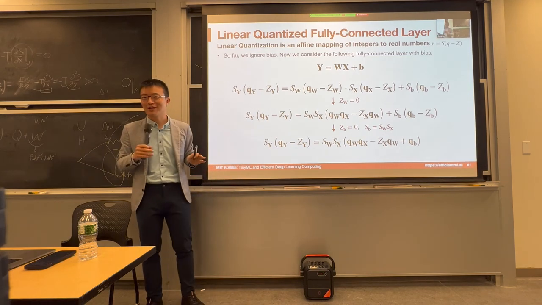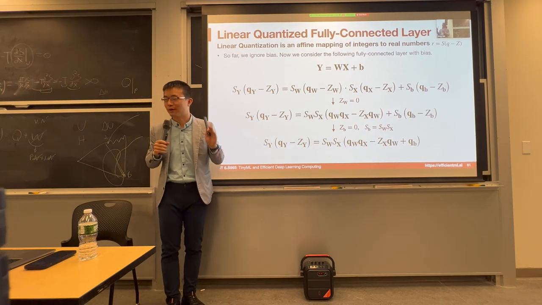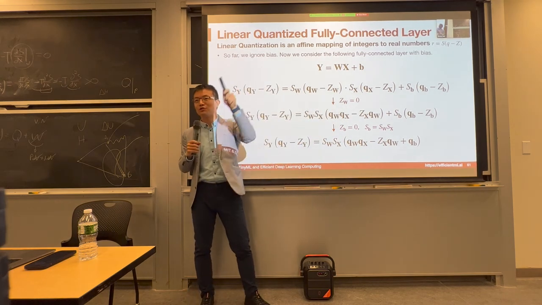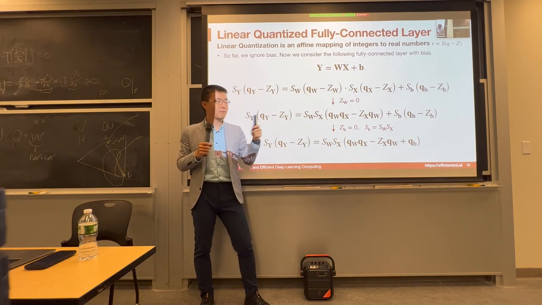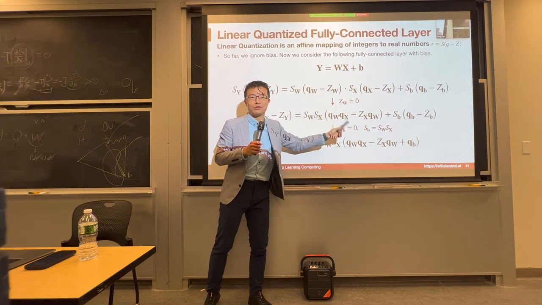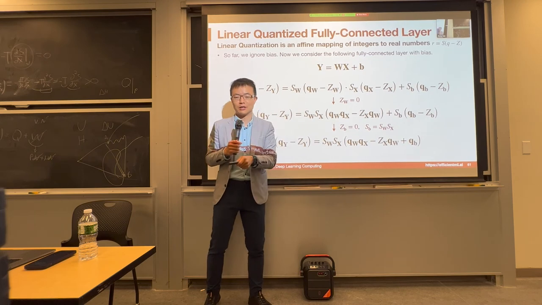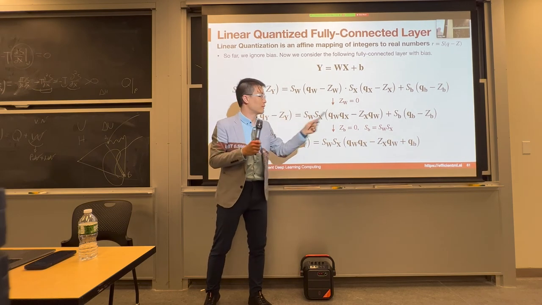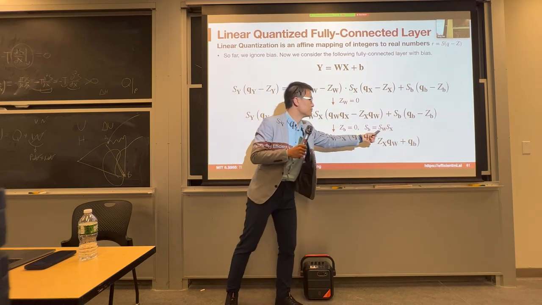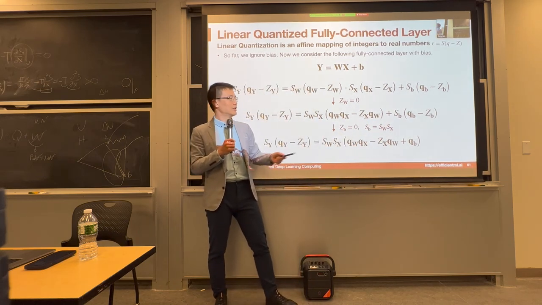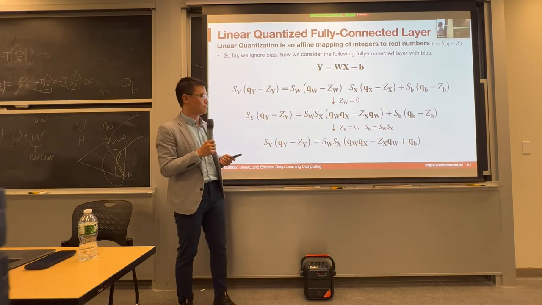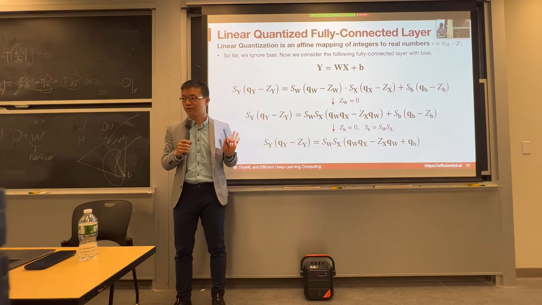make sure that we are on the same page. Go back a little bit. We first assume ZW to be zero, since the weight distribution is symmetric, we map zero to zero. And then we set ZB to be zero again, for the bias is also symmetric, so we map zero to zero. And then we set the scaling factor for the bias to be the product of the scaling factors of the weight and activation, so that we can combine the terms in this format. So far, so good.